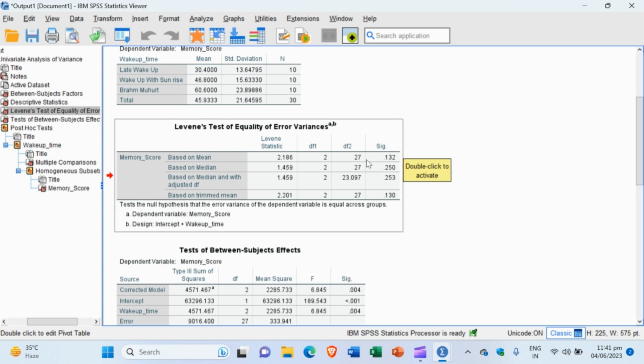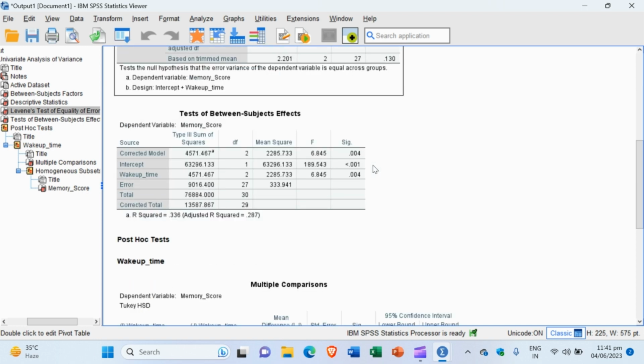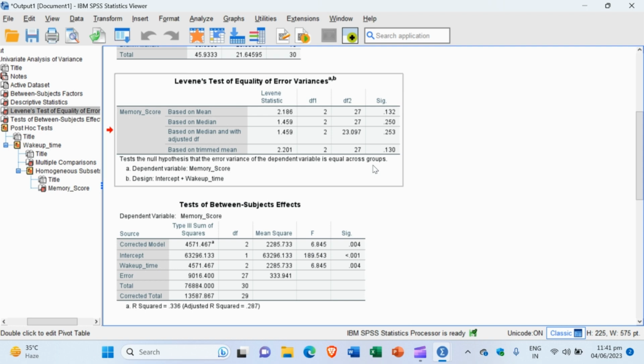And what is the null hypothesis in this case? The null hypothesis is that the groups are homogeneous. It means the three groups are homogeneous, and it is accepted. So we can use the post hoc test in this case.